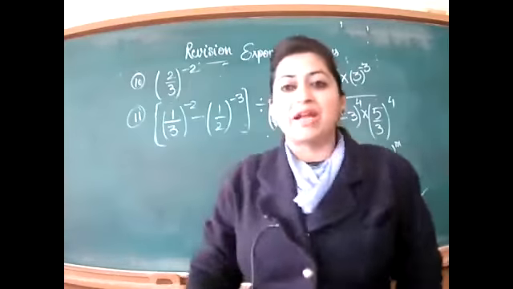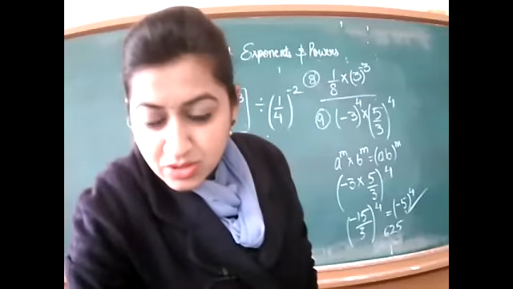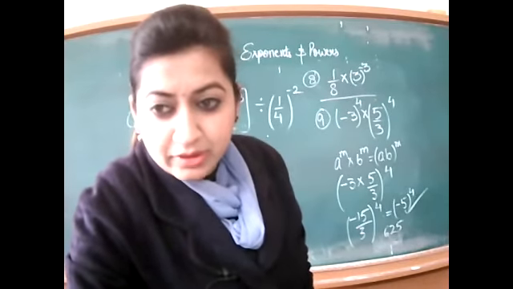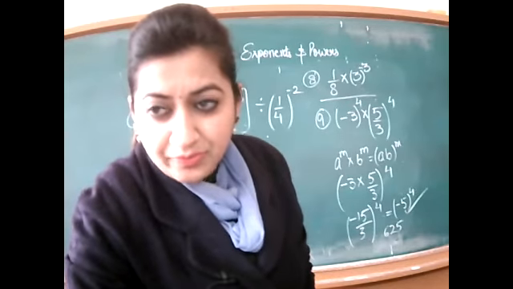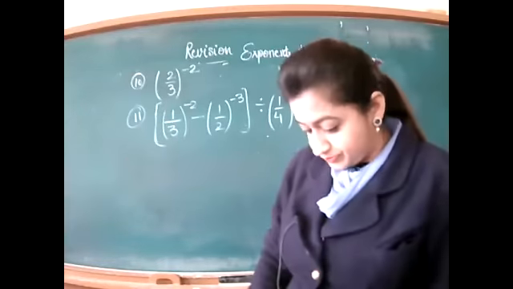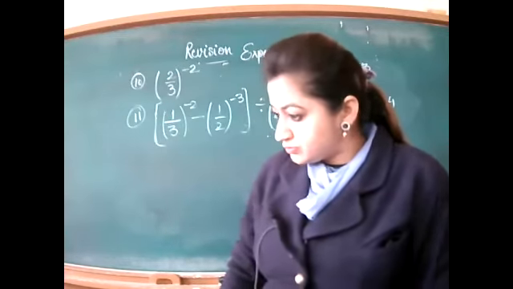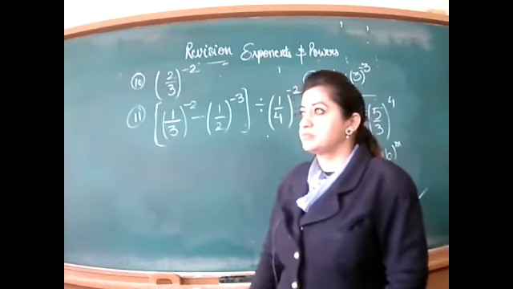Solve this. Find the value of 2 by 3 whole raised to power -2. Yes, Diya. Ma'am, 2 raised to power -2 over 3 raised to power -2 equals 3 raised to power 2 over 2 raised to power 2.